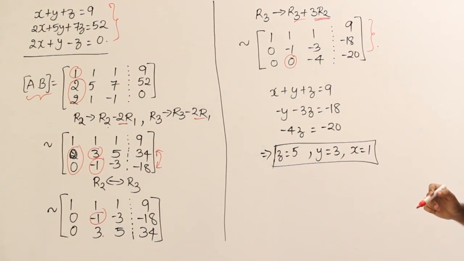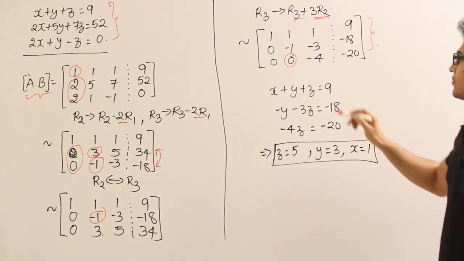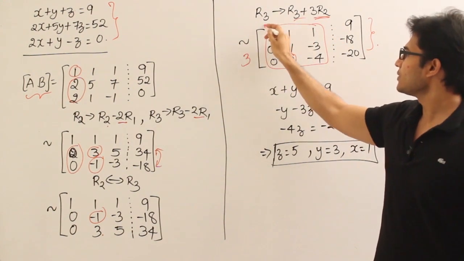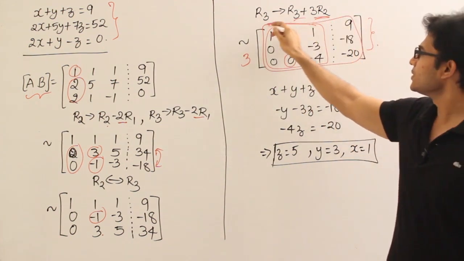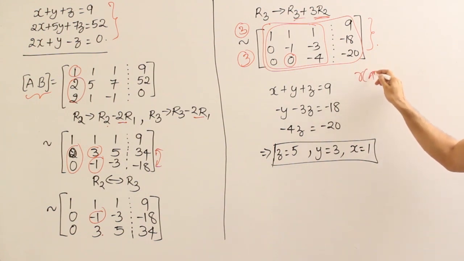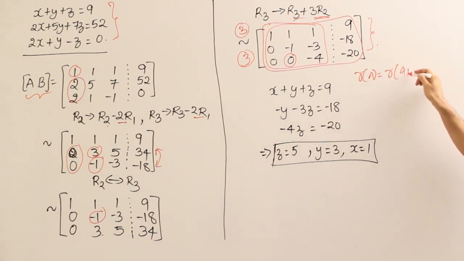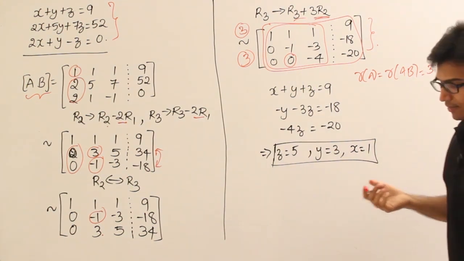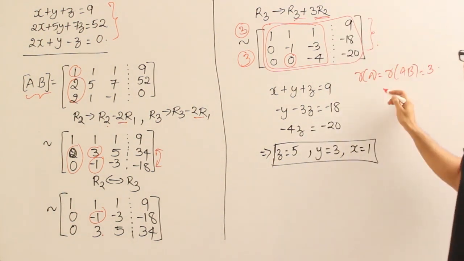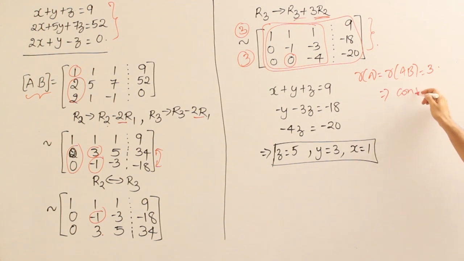Okay. Now if you observe this, the number of non-zero rows in A is equal to 3 and the number of non-zero rows in [A|B] is also equal to 3. Therefore, rank of A equals rank of [A|B] equals the number of non-zero rows in each of them in the echelon form, which is nothing but 3. So we found out that the ranks are equal. Then what can we say? They are consistent, isn't it? So this implies that they are consistent. Consistent means at least one solution exists.